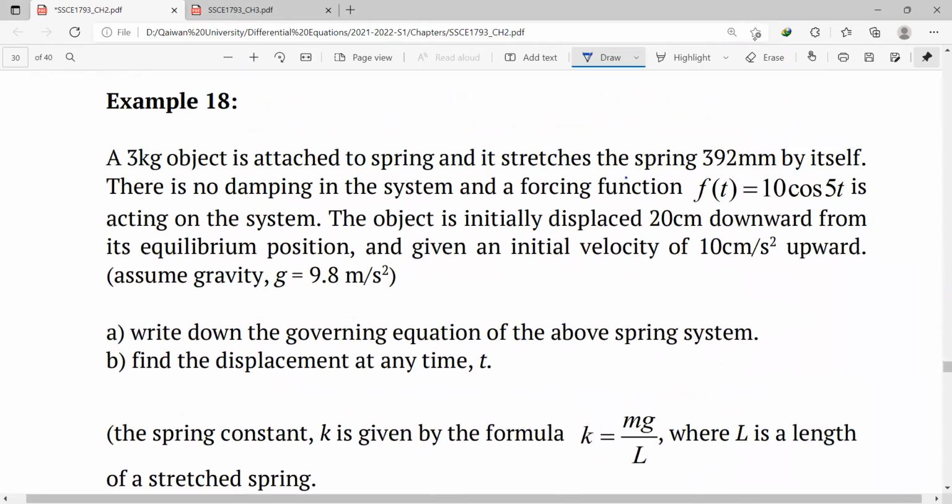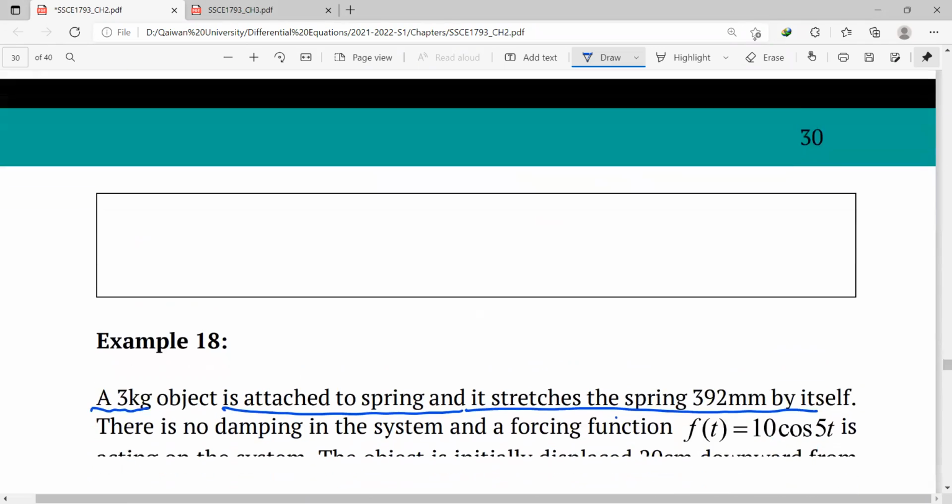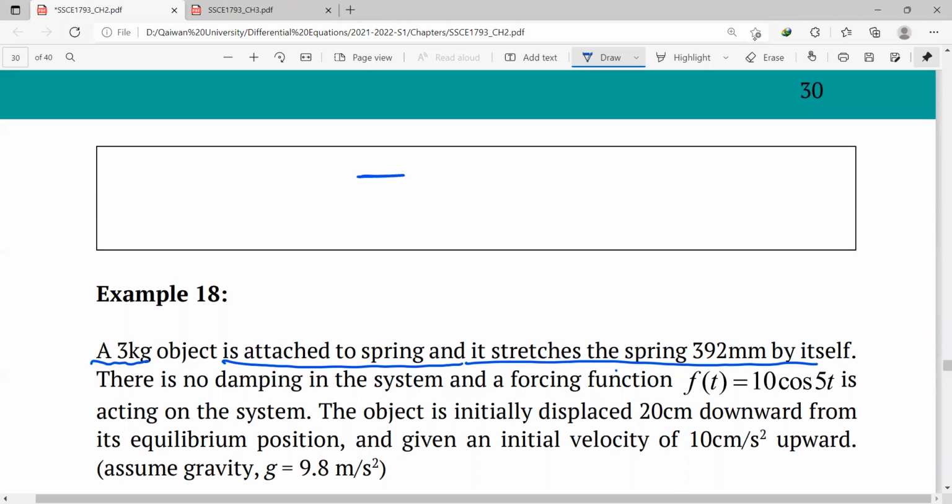A 3 kilogram object is attached to a spring and it stretches the spring 392 millimeters. Here, if we have a spring and a 3 kilogram object is attached to the spring, it stretches the spring 392 millimeters. Okay.